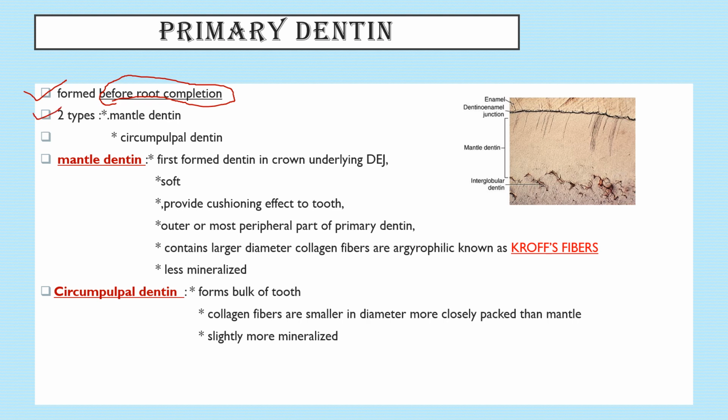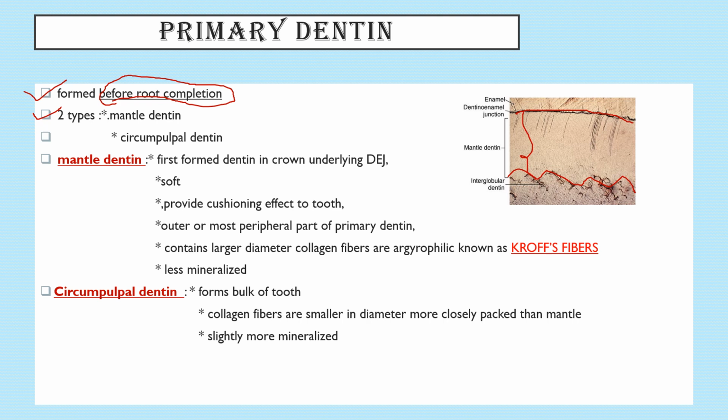So what is mantle dentin? As you can see here, this is the dentinoenamel junction, and this portion is the mantle dentin. And this is interglobular dentin. Interglobular dentin is in between the dentinal tubules. It is like an island of calcification.